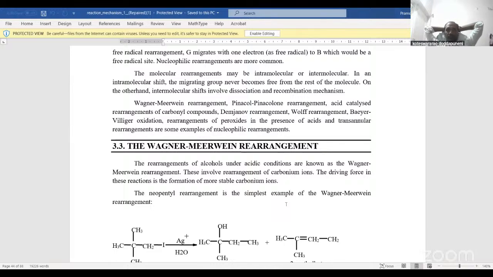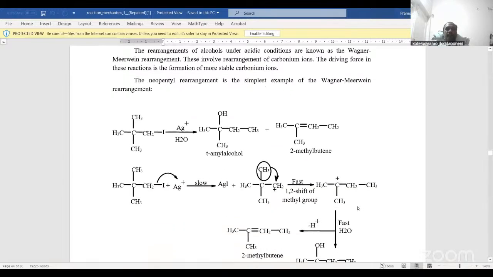Now, the Wagner-Meerwein rearrangement, pinacol-pinacolone rearrangement, acid-catalyzed rearrangement of carbonyl compounds, Demjanov rearrangement, Wolff rearrangement, Baeyer-Villiger oxidation, rearrangement of peroxides in the presence of acids, and transannular rearrangements are some examples of nucleophilic rearrangement reactions. Now, coming to the Wagner-Meerwein rearrangement. This is the Wagner-Meerwein rearrangement.